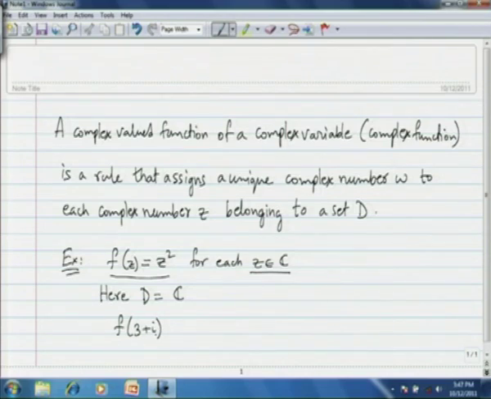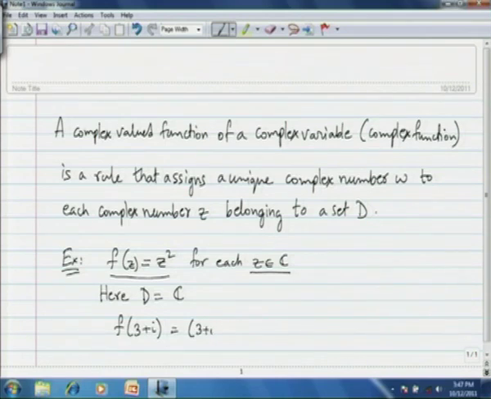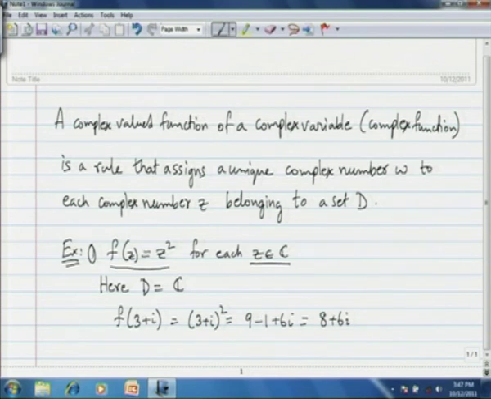So, the set D here is C, okay, and let us do an example computation: f of 3 plus i. 3 plus i is a complex number. So, f of 3 plus i is going to give you (3 plus i) squared. So, this is 9 minus 1 plus 6i, which is 8 plus 6i. Okay. So, given a complex number, we can compute what this rule f does to that given complex number. So, let me call this example 1.